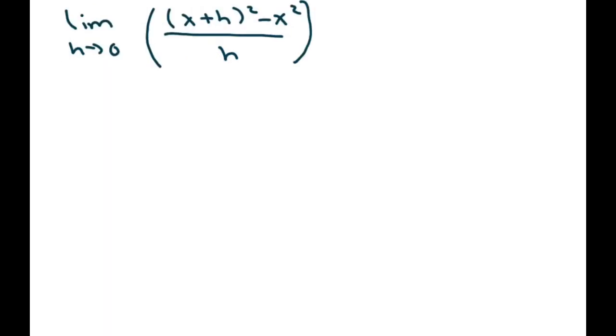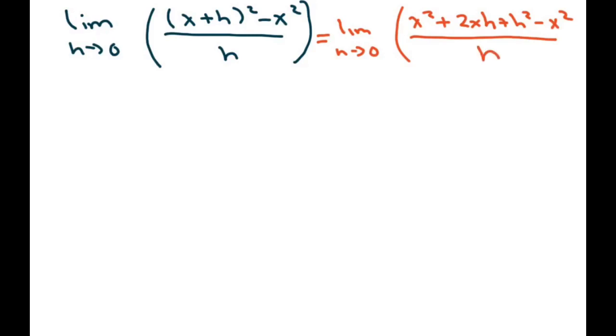So the first thing I want to do is expand my factors here. So this is going to be the limit as h approaches 0 of x squared plus 2xh plus h squared minus x squared all over h. As you can see, the x squares will zero out, so we're going to get the limit as h approaches 0 of 2xh plus h squared over h.